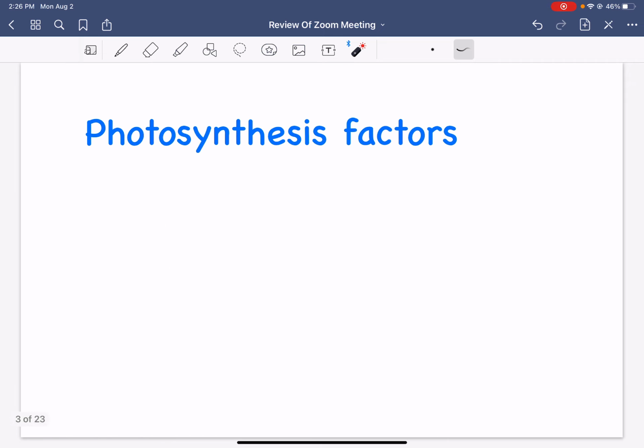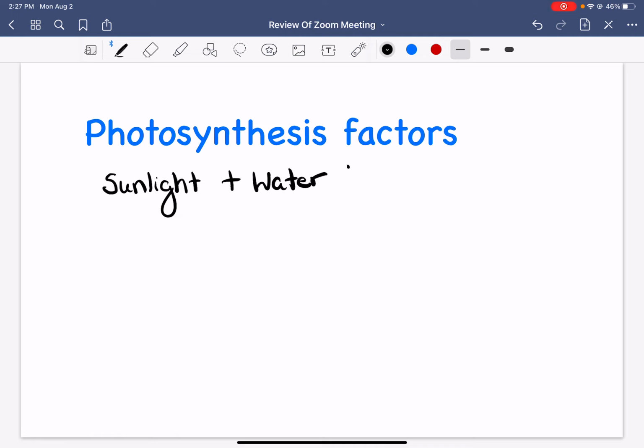All right, next, moving on, we have photosynthesis factors. So, what do we need for photosynthesis? Similar to what we need to grow. Plants, we need sunlight plus water. Instead of air, we're going to write carbon dioxide. These 3 things is what's needed for photosynthesis.